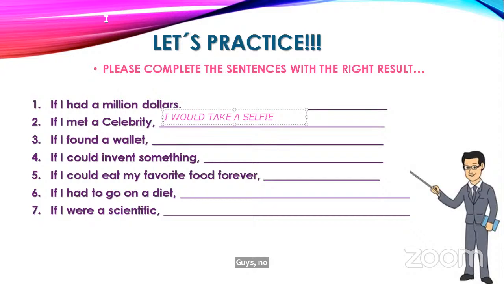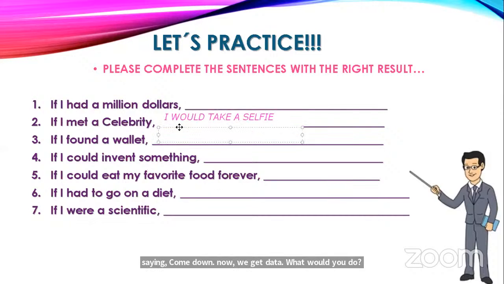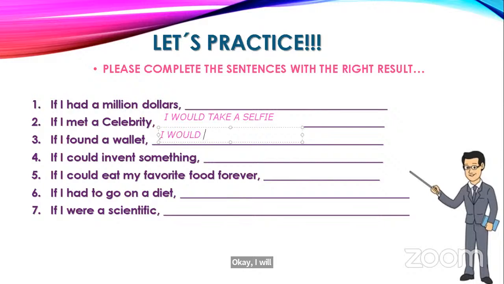For example, number 3, Miss Cecilia, what about you? If I found a wallet, se encontrara una billetera, what would you do? Okay. I will regret, creo que es regresar, regret. De Regret es otra cosa. Regret significa no volver a subir.